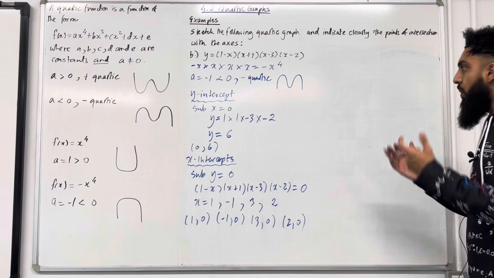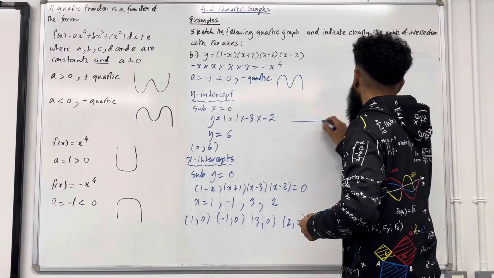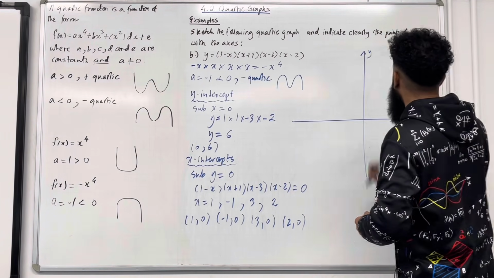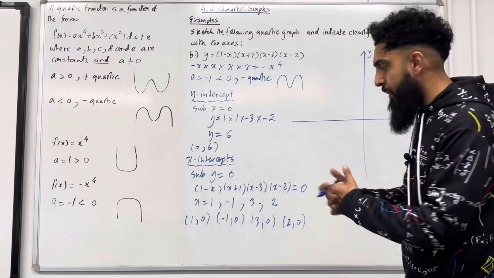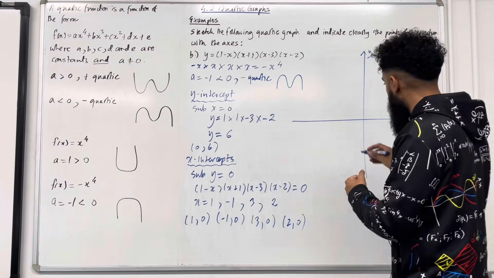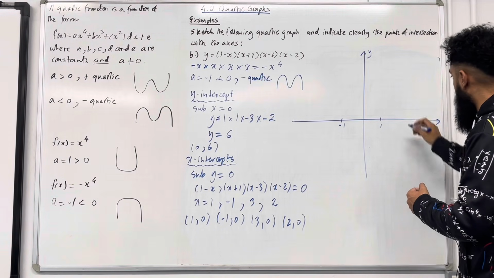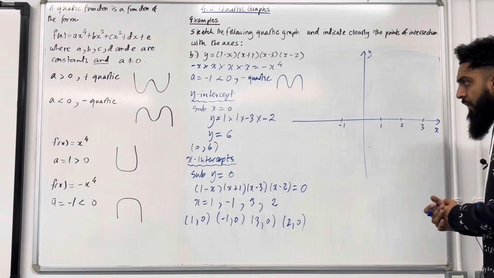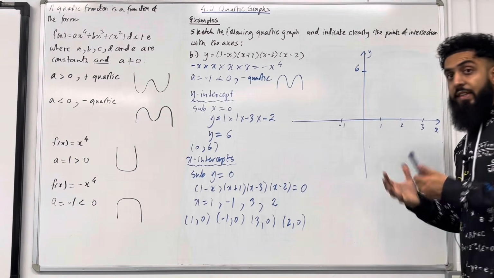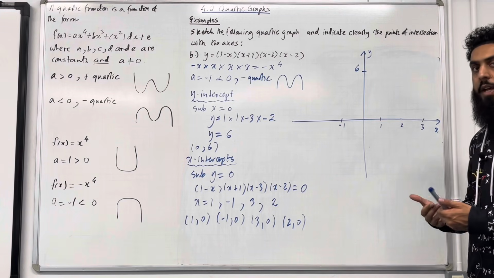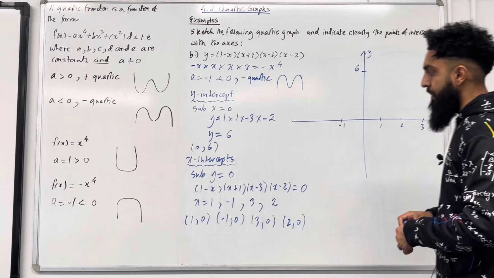Now I'm going to sketch my coordinate axes. Y-axis, x-axis. Let's label the x-intercepts. So we've got minus 1, 1, 2, and 3. The y-intercept is 6. Again, it's a sketch, it's not accurate. The key things that you get marks for is the shape of the graph, the y-intercept, and the x-intercepts.